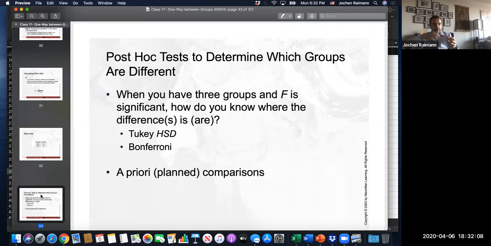Posterior means it's done afterwards, where a priori is before. So prior, a priori; posterior is post the event, post hoc. So essentially, it's really that easy.